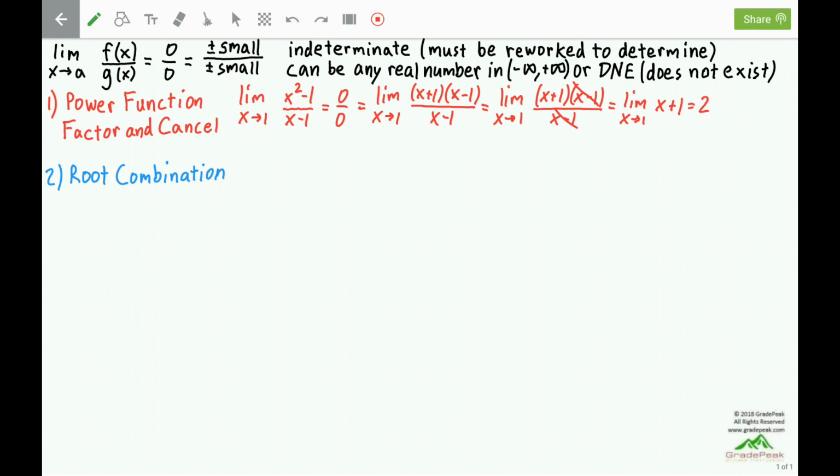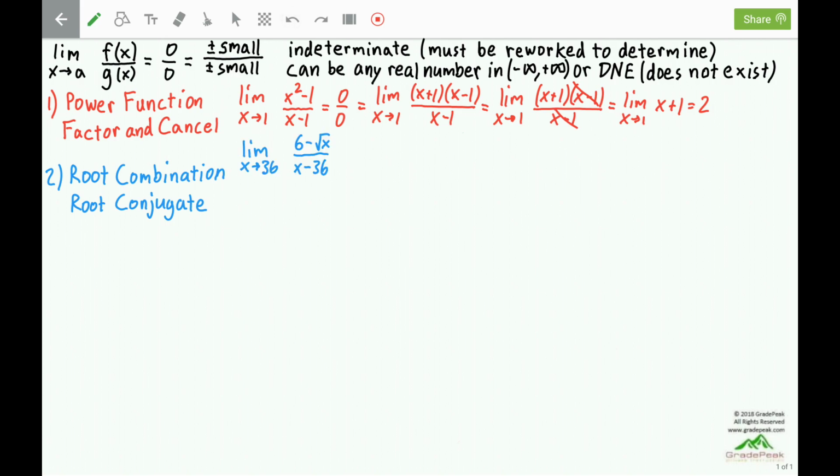Another type that we may encounter is the root combination. A root combination is characterized by a root involving x in some way, added or subtracted together with at least one other term. The method by which to rework the root combination will be the root conjugate. Let's look at an example.